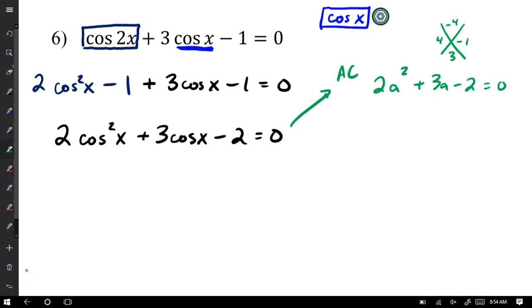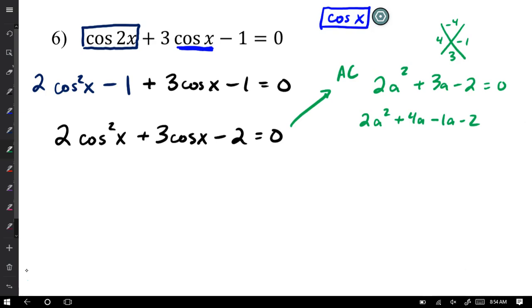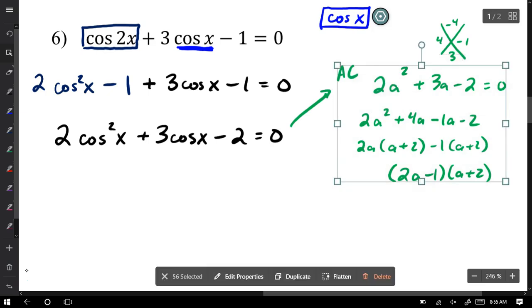And so what I'm going to do is split. I have 2a squared, plus 4a minus 1a minus 2. And then I would go for grouping from there. These two have a 2a, a plus 2. These two have a negative 1, a plus 2. So I'm just finishing off the factoring with the a so you can kind of see what our work should be for the problem. It should look like this.